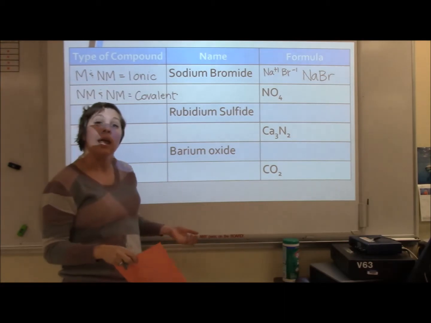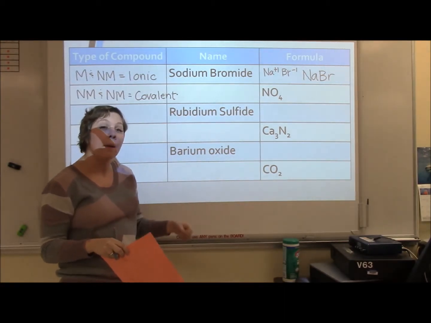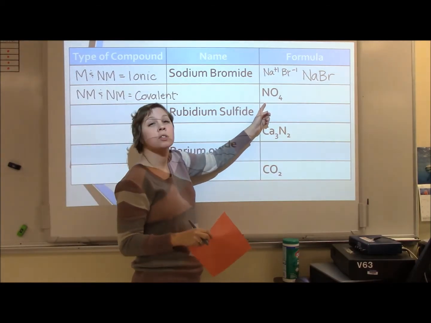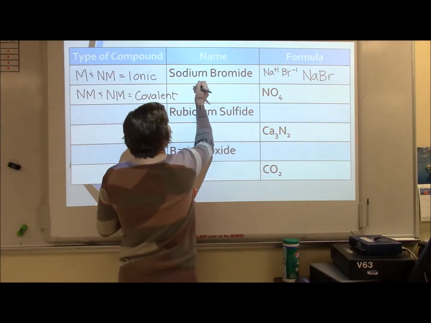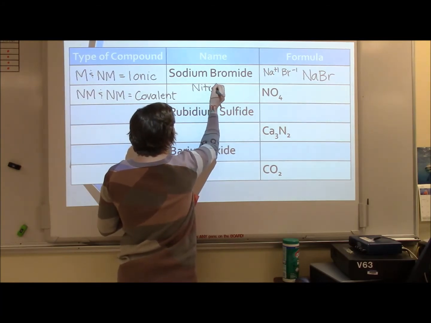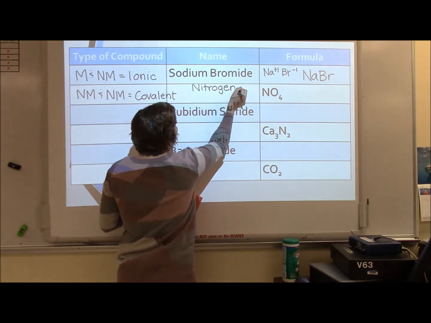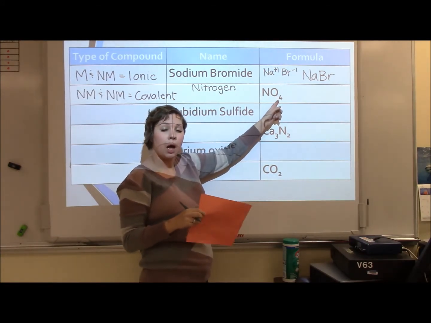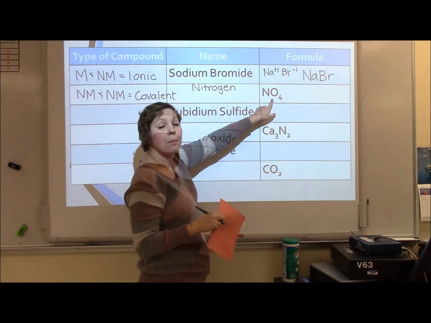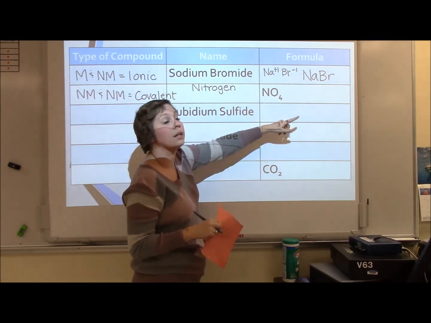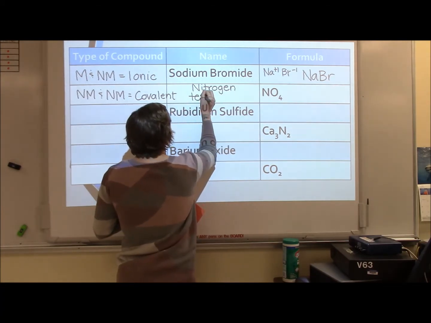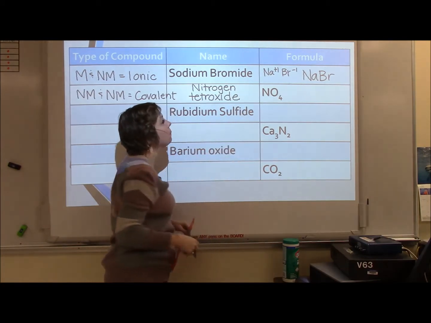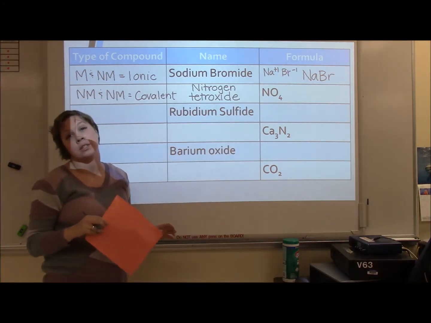And then I can figure out the name. Remember, when you're naming covalent compounds, you use prefixes. So nitrogen here, I only have one of them, so it's not going to have a prefix, so I'm just going to write nitrogen. And then if I look at oxygen, I have 4 oxygens, so I'm going to use the prefix tetra. And then remember, oxygen turns into oxide, so it would be tetra oxide. So that would be my name, nitrogen tetroxide.